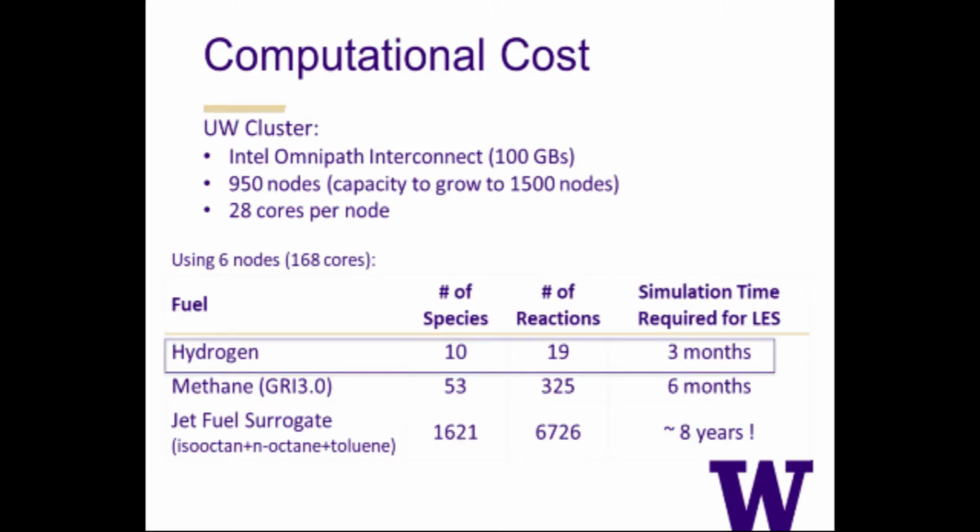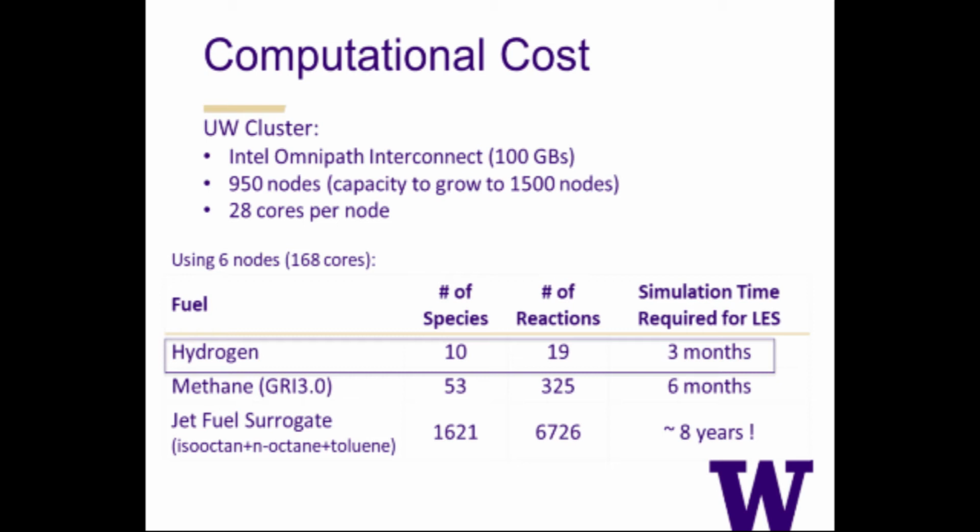Just talking a little bit about the computational cost of running large eddy simulation. We have a Lenovo cluster on campus that we can use. I'm limited to using just 6 nodes or 168 cores, unfortunately, but with this, if I want to model hydrogen, which is the easiest fuel to model on planets, I would have 10 species, and it would take me 3 months to get enough statistics of the flow to have enough information, basically.